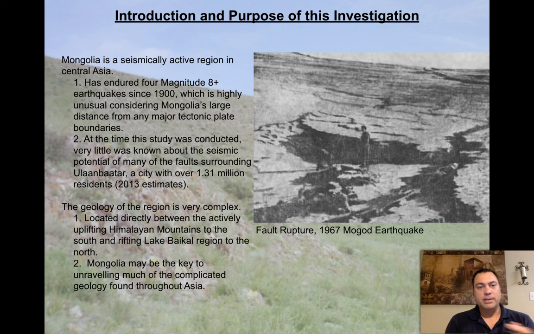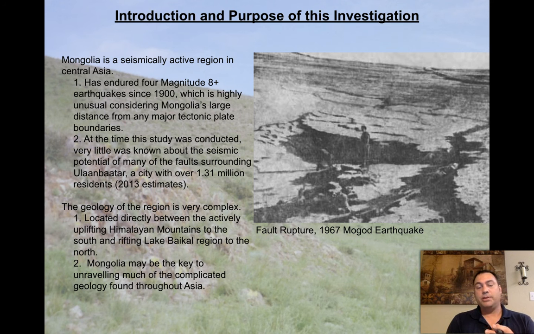And of course, at the time this study was conducted, very little was known about the seismic potential of many of the faults surrounding Ulaanbaatar, which, according to 2013 estimates, swells to over 1.31 million permanent residents year-round. So this is a very large city. It's a very rapidly growing city. The economy is booming there. Construction has boomed there in the past, and I haven't been there in a while, but I'm sure that the city is starting to sprawl and to really build itself up.